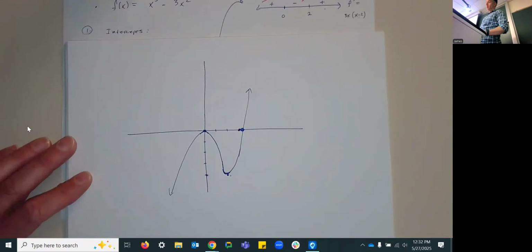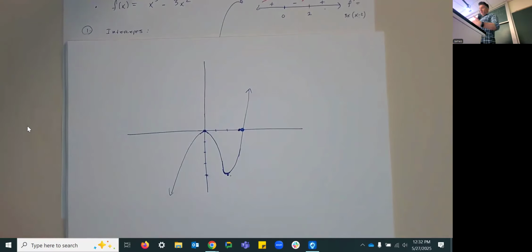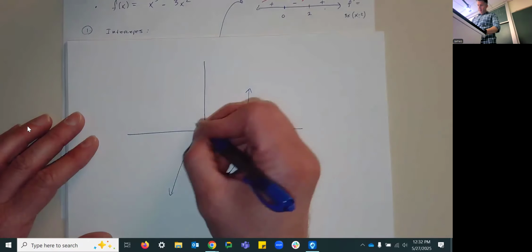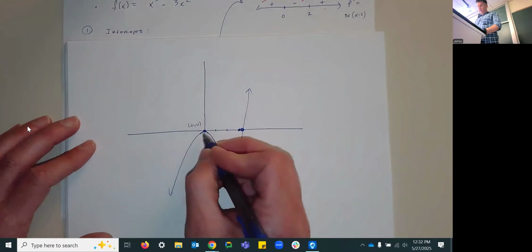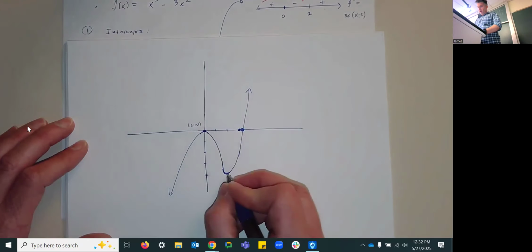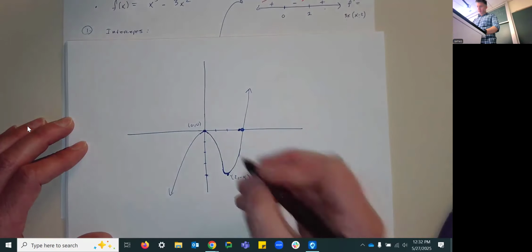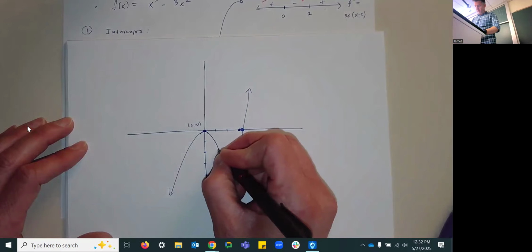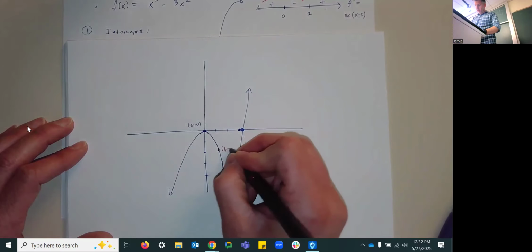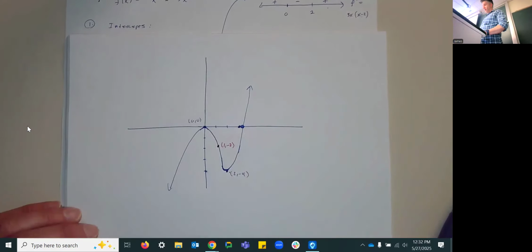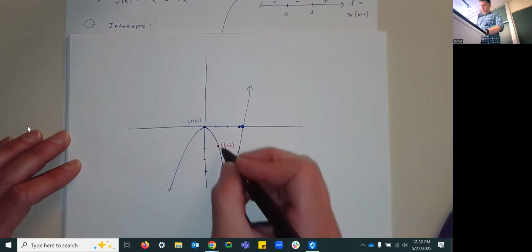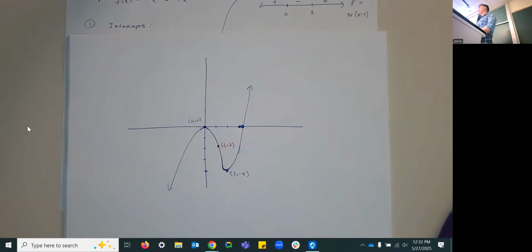Could be better. So there's my graph with my relative maximum, right? That point is higher than everything next to it, and my relative minimum at 2, negative 4. And then although it looks a little bit wonky, here's my inflection point right about here at 1, comma negative 2, where the graph goes from opening downward to opening upward. And I've not drawn it amazingly well here, but that's kind of the idea.